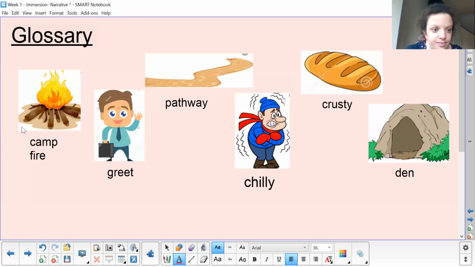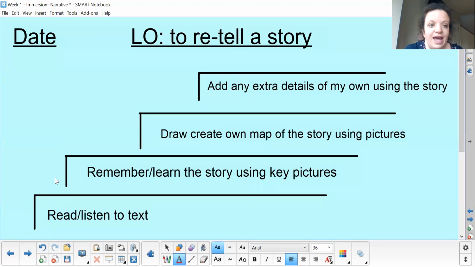Okay, so today we're going to retell the story. We're going to retell the narrative that we've been learning. We're going to read and listen to the text. We're going to remember and learn it using the key pictures. And then we're going to draw our own story map, our own pictures. And then we can add extra detail using the story. So add words or extra detail to it to make it make sense.